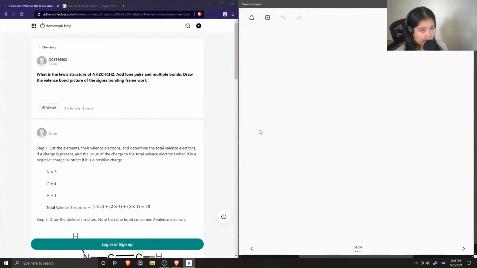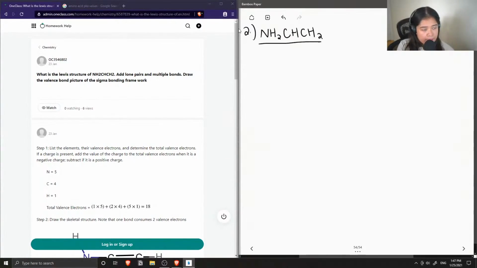Okay, so question number 2 is what is the Lewis structure of NH2CHCH2? Add lone pairs and multiple bonds, and then draw the valence bond picture of the sigma bonding framework. Okay, so first we need to find the Lewis structure of this compound.